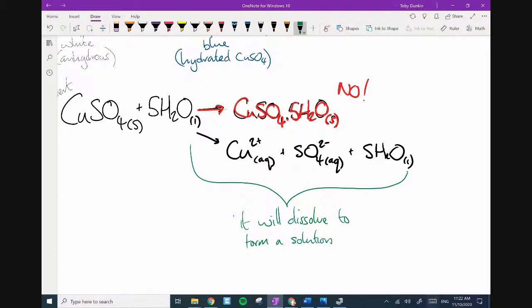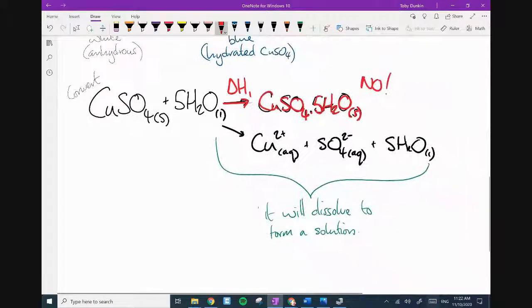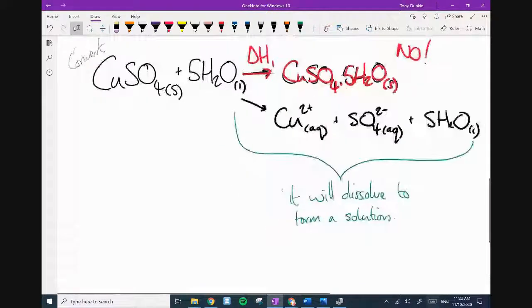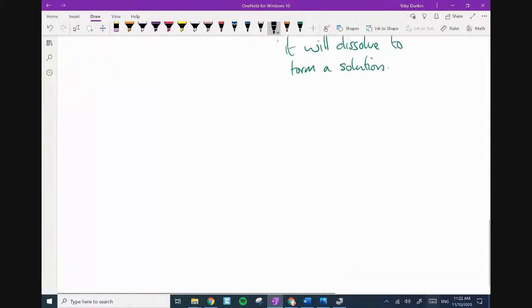What that means is you cannot measure this reaction directly. This reaction here, delta H1, is not possible to be measured directly. We have to measure it indirectly. Let's have a look at other reactions which would be very difficult to do. Let's look at some other ones.